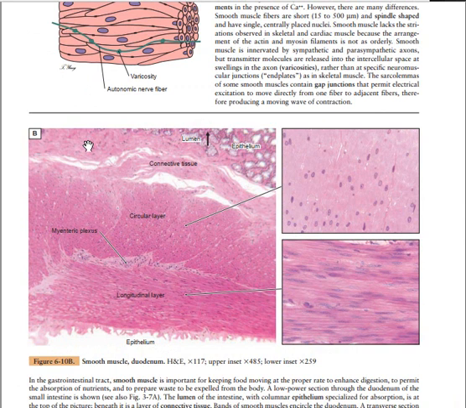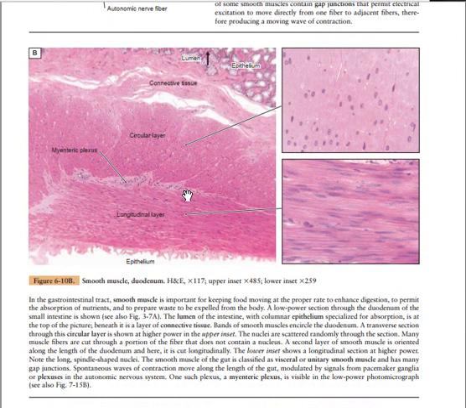Now this is the histologic section of a smooth muscle. This histologic section has been taken from the duodenum. You need to know that the duodenum or the bowels are made up of multiple layers. We have the mucosa, the submucosa, the muscularis layer, and then the serosa. The muscularis layer is what is shown here.